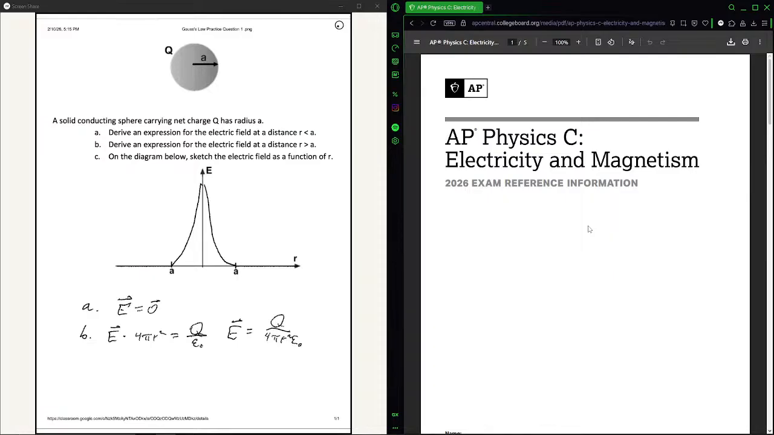So when r is bigger than the radius, we divide Q enclosed over epsilon naught by the surface area, which is 4 pi r squared for a sphere. That's something you could memorize, or you could rederive it somehow.